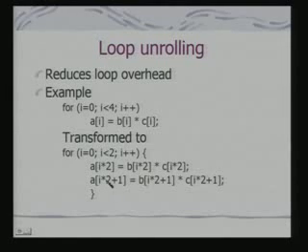So what has been done here? I have reduced the number of iterations. In the process of doing that, I have used these array indices in a different form, multiplied by 2, and this is 2 plus 1. So effectively I can do the same computation using fewer loop iterations. Okay. So the loop overhead goes down.